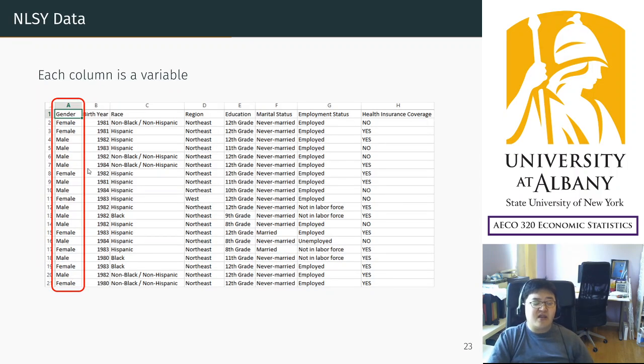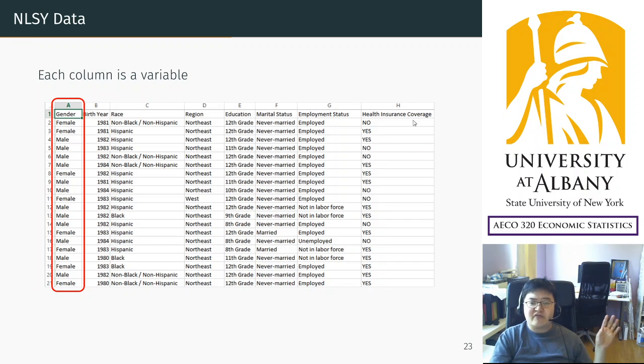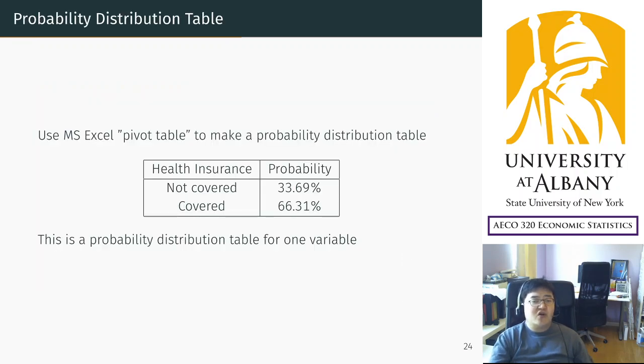Then again, it is just a lot of numbers and words. There are more than 7,000 individuals, so we have more than 7,000 times 8 values. It's a lot of numbers, but it is not informative. So we would like to summarize the data. Especially, suppose that we are interested in health insurance coverage. This is the simplest variable because it is exactly a yes or no question. So if you take health insurance coverage, you can summarize the data into a probability distribution table like this.